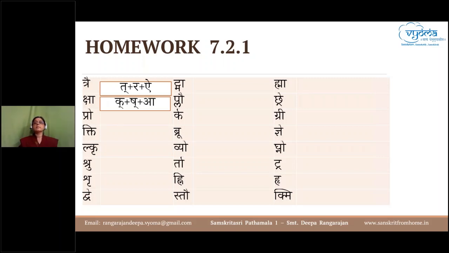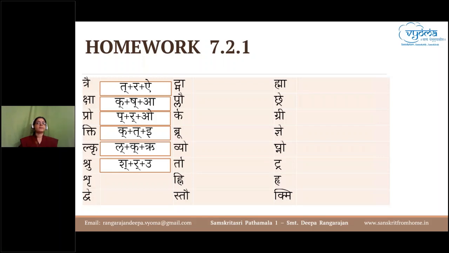Yes. Akara, repaha and okara. Throw. Yes. Okara. Ikti. Yes. Kakara, takara and ikara. Lakara, kakara and rukara. Yes. Rikara. Shru. Yes. Shakara, repaha and ukara. Yes.